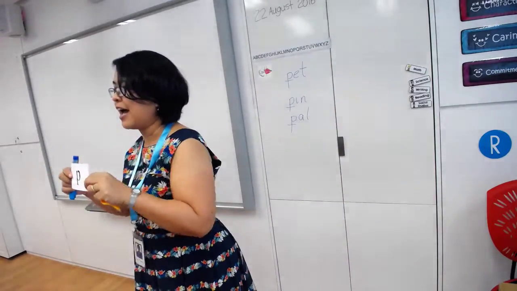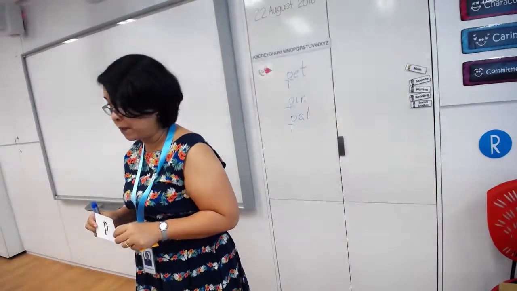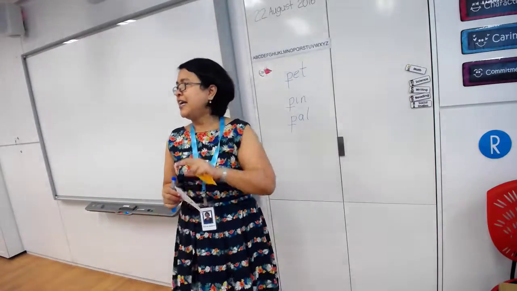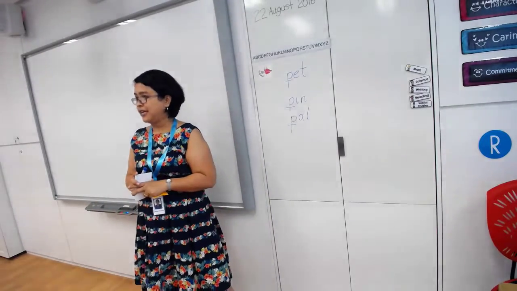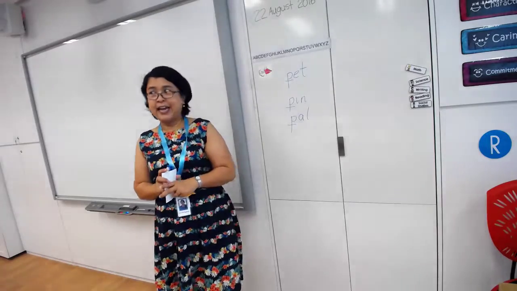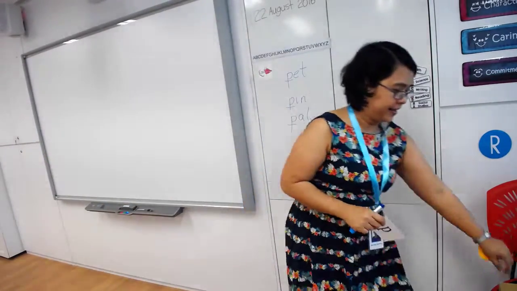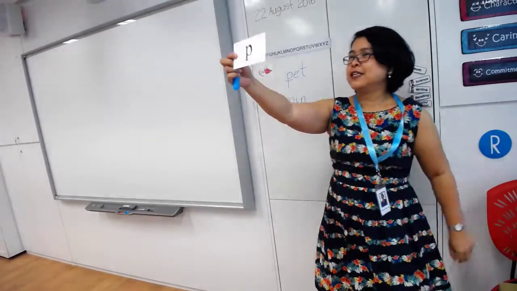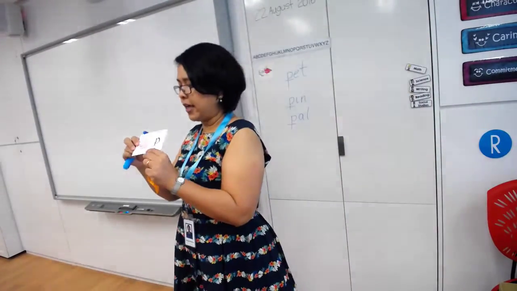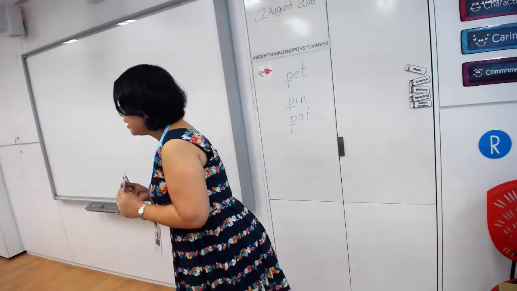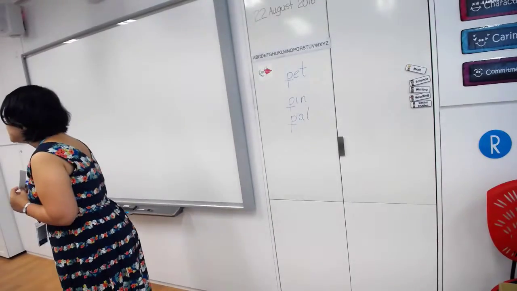P. And I have a keyword for it, so you'll remember the sound. It lives in the farm. It likes to roll in the mud. Pig. It's a pig. So this is the letter P. Our keyword is pig, and the sound is P.